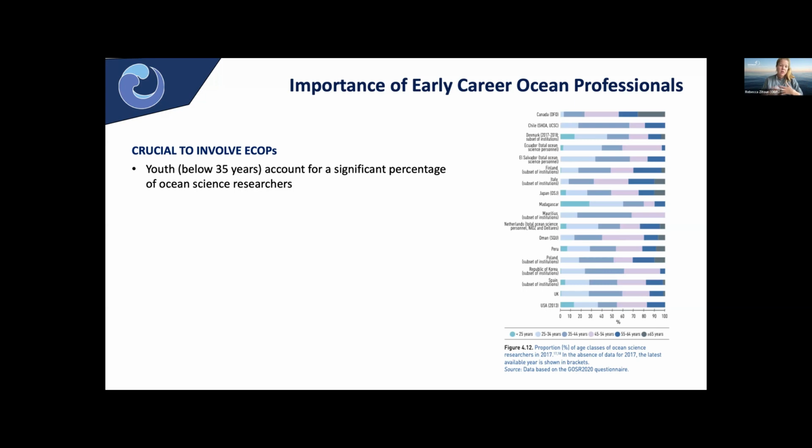As you can see on the graph on the right from the Ocean Report 2020, youth below 35 years account for a significant percentage of ocean researchers. So they are the ones that are mainly in the field, who are collecting the data, who maintain the instruments, who stand in the lab, who analyze the data, who produce the models, who produce the products. So they're really important when it comes to keeping the scientific wheel going. So they really should be involved in all levels of producing best practices and standards.